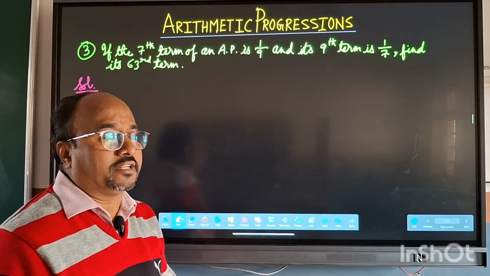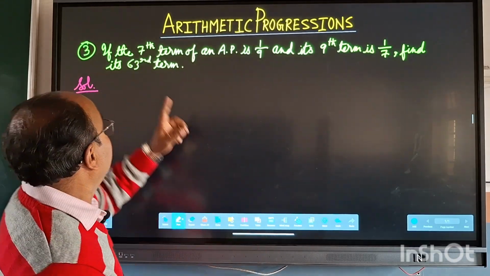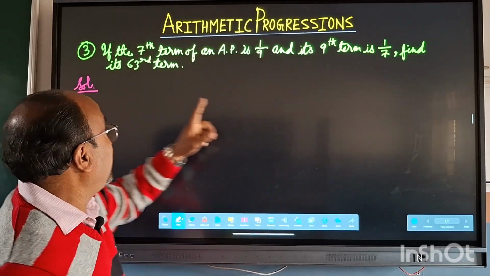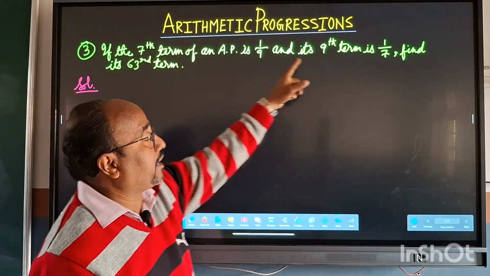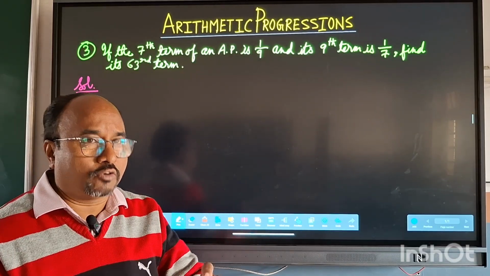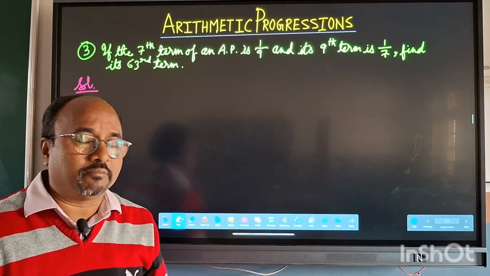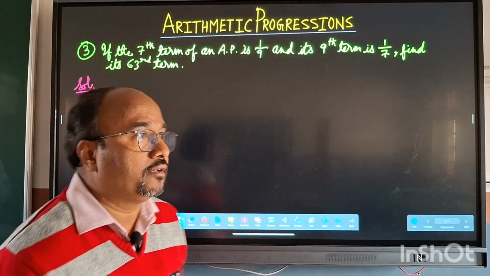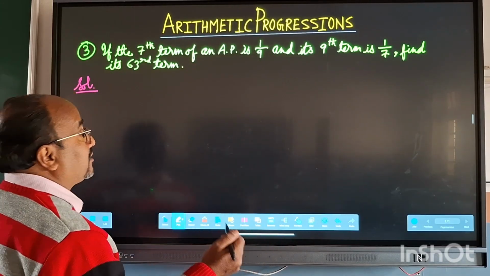So if you try to see, there is a pattern in the way the question is. 7th term 1 by 9, then 9th term 1 by 7, and value is asked of 7 and 9 multiplied, 63, 63rd term. So look at this pattern. Whenever you get a sum in this pattern, you will always get the answer with what we are going to get here. So we start the solution.